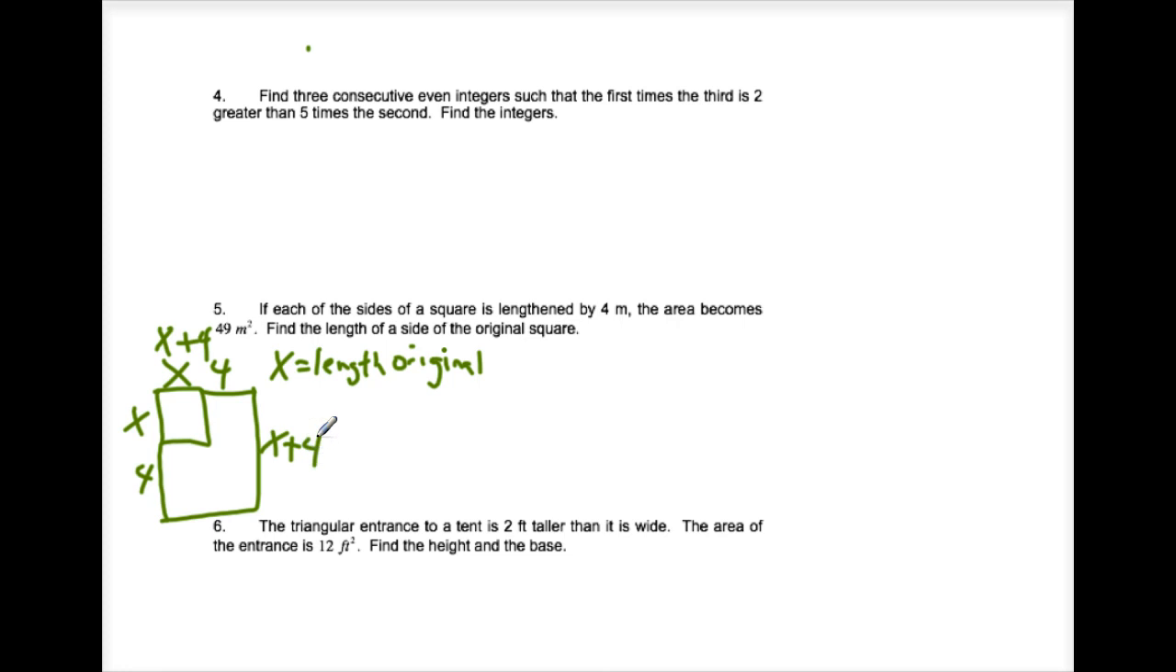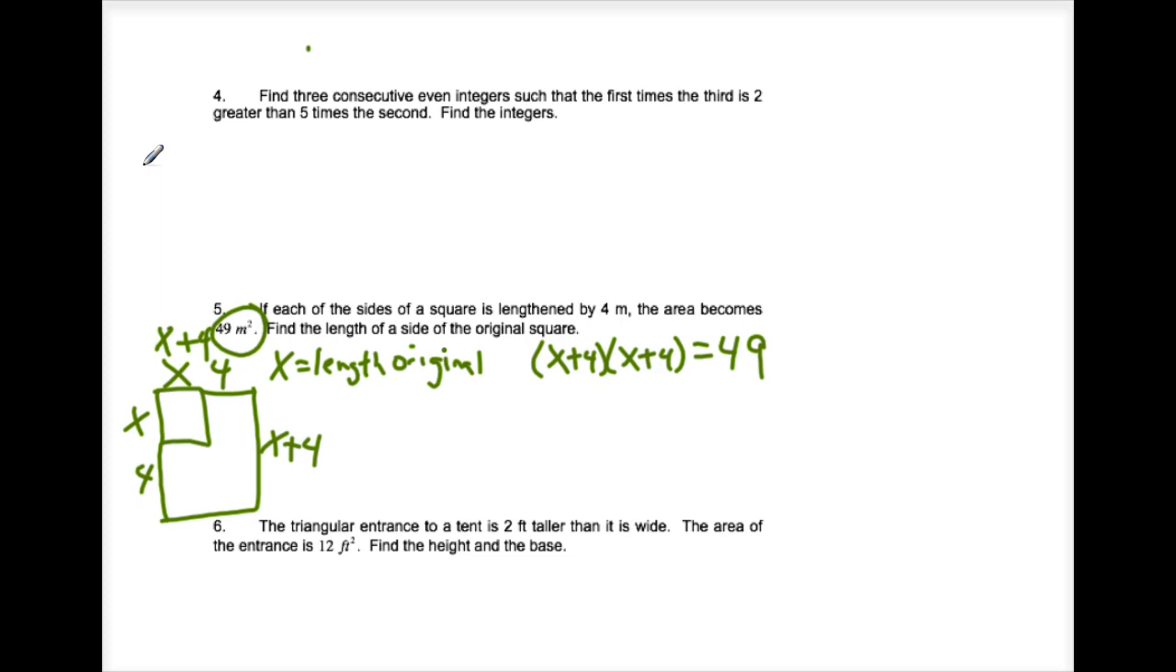If we lengthen it by 4, what's the new area of the bigger square? 49 meters squared. So here's our equation: x plus 4 times x plus 4 equals 49. Now this is one where you're going to have to do FOIL. It's like you have to go backwards to go forward. At least it's in FOIL form this time.